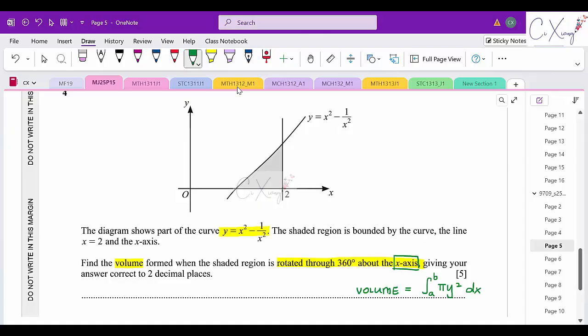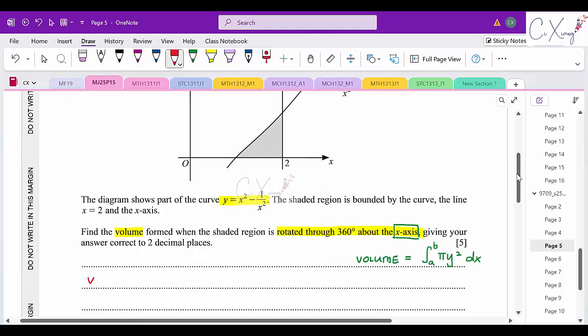Okay. Alright, so for this question, we are having the y. Okay, maybe you try to set up the question first. Alright, so let's have a look at the volume. Okay, so to get the volume for this equation, for this diagram, I need to have the integration of something dx.